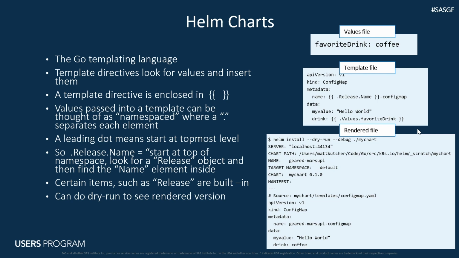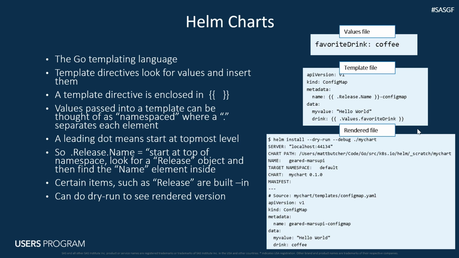So if I do helm install --dry-run --debug my chart, down below on the third screenshot, the dry run and debug basically say don't actually apply this in the cluster, just show me what it looked like. You can see towards the bottom that it took the template file, plugged in the values we had, plugged in the release name, which was generated for us based on the chart. And for the data value, the drink was substituted with the value from the values file. That .Values.favoriteDrink means go out to the values file, find the favoriteDrink key and substitute the associated value, in this case coffee.